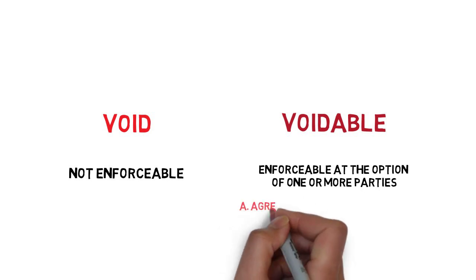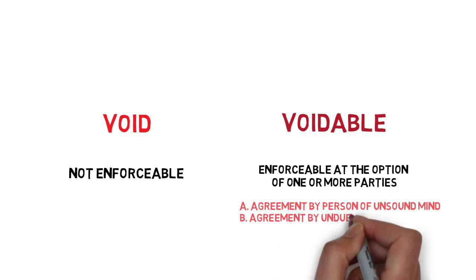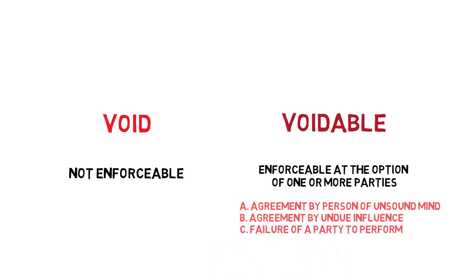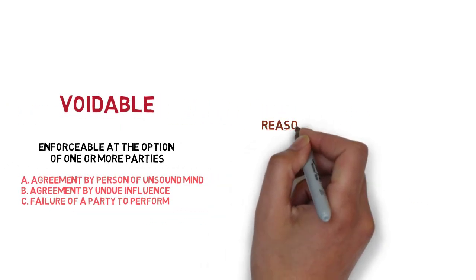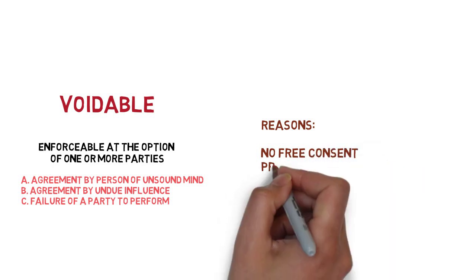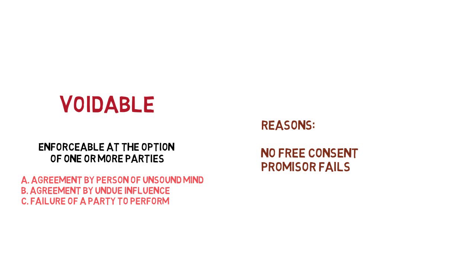For example, agreement by person of unsound mind, or agreement by undue influence, or the failure of a party to perform as agreed. These are all the examples of a voidable contract, that it can become void at the option of one or more parties. The reasons can be the consent is not free or the promisor fails to perform within the specified time.